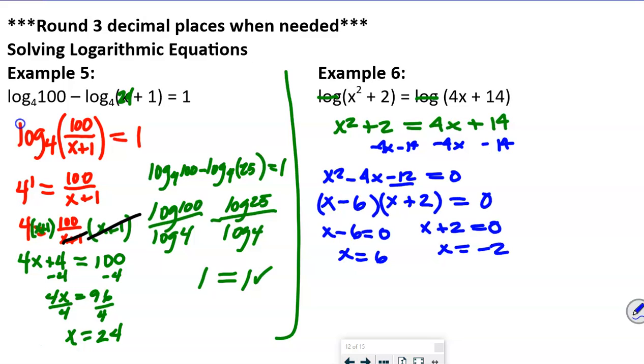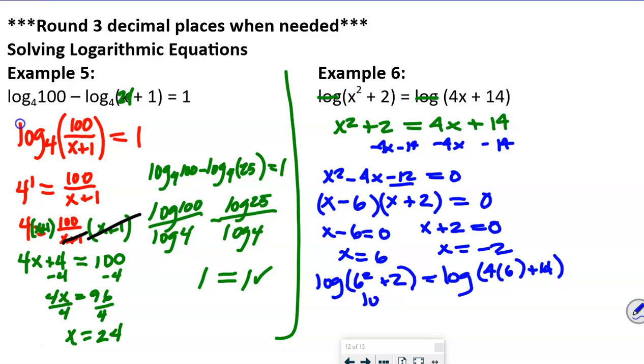So what we're going to do is we're going to say the log of 6 squared plus 2, does it equal the log of 4 times 6 plus 14? Whoa, I made that ugly. That was a 2 up there. So 4 times 6 plus 14. So this is actually 36 plus 2, that's 38. So this is the log of 38. And that's 24 plus 14, that's also 38, right? So we know those are equal, okay?